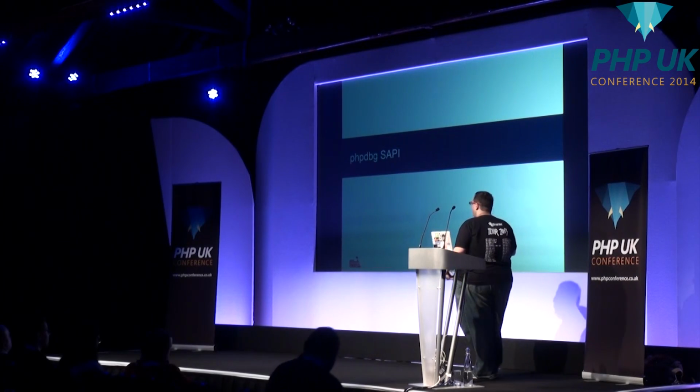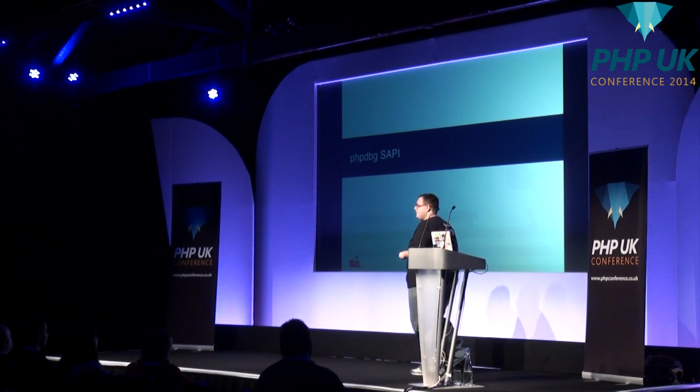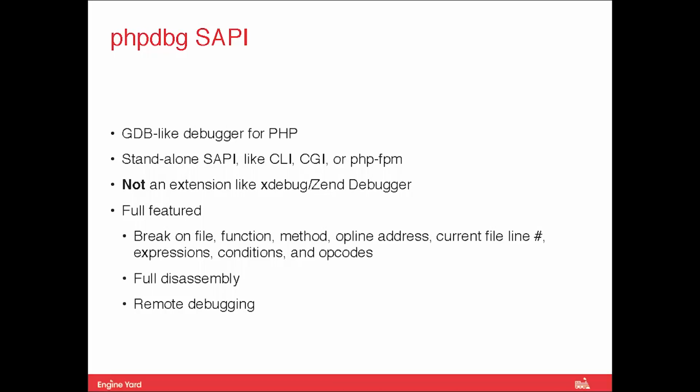So PHP Debug, or DBG SAPI, this is a toss-up for my favorite feature in 5.6. Basically, it's a new server API, SAPI, that sits alongside CLI or CGI, FastCGI, those kind of things. And it's a standalone GDB-like debugger. So you just run it from the command line, and then you can start debugging code.